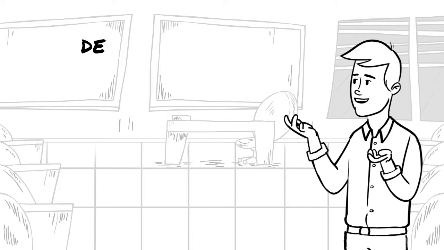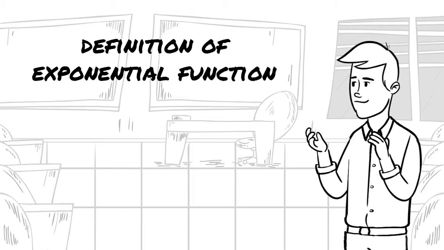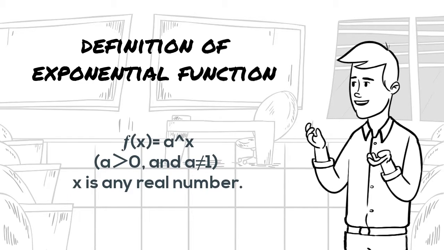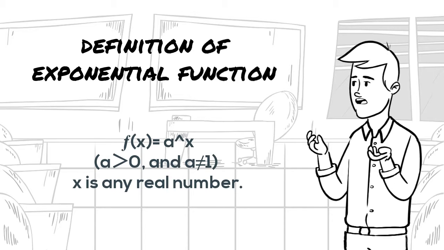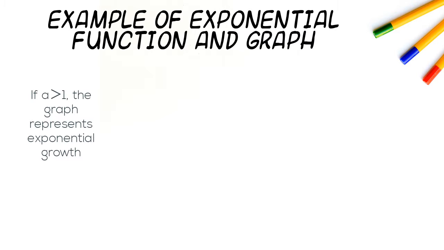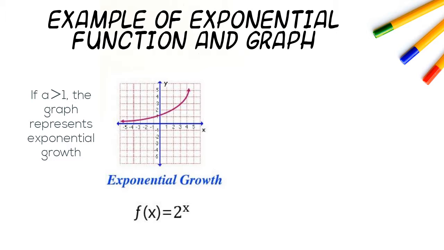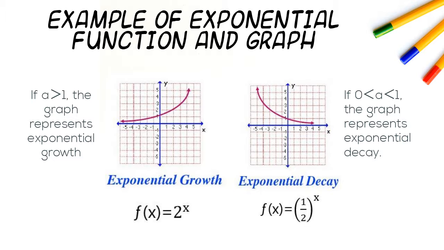Now, we are going to show the definition of the exponential function and why we use it in math. The exponential function f with a base a is defined by f(x) = a^x, where a is a positive constant other than 1, and x is any real number. Let's talk about the graphs of exponential functions. If a is greater than 1, the graph represents exponential growth. If your base, the a value, is between 0 and 1, it shows exponential decay.